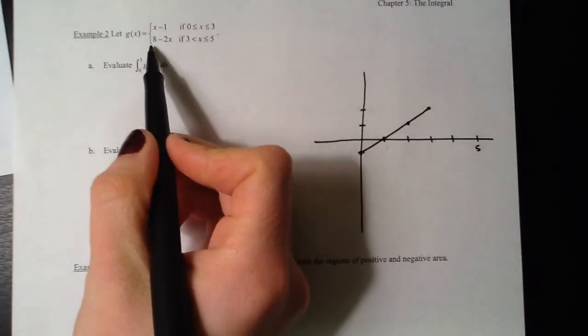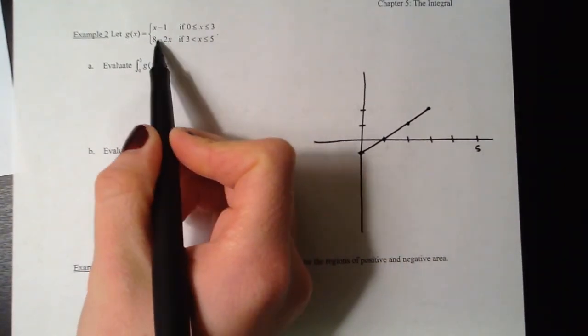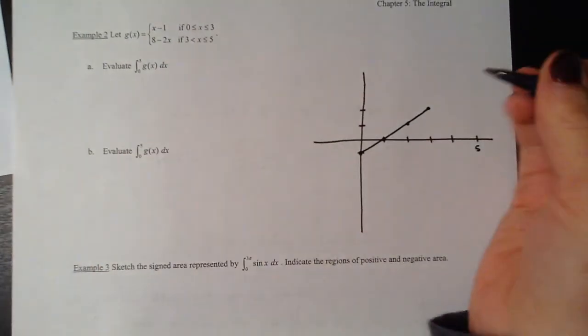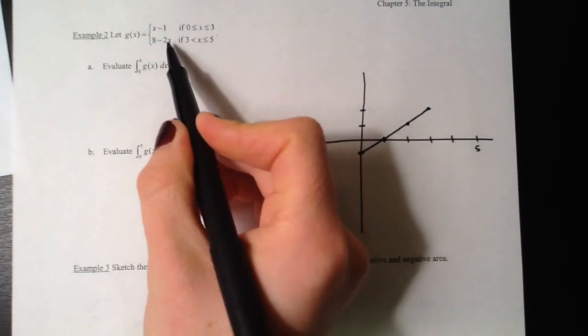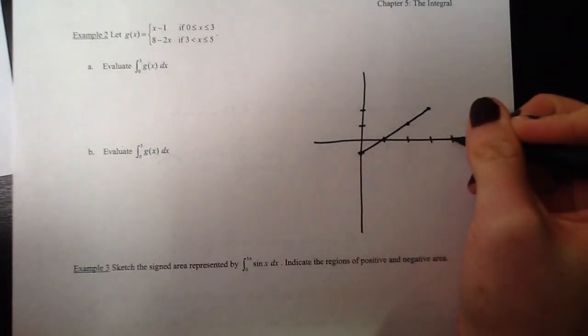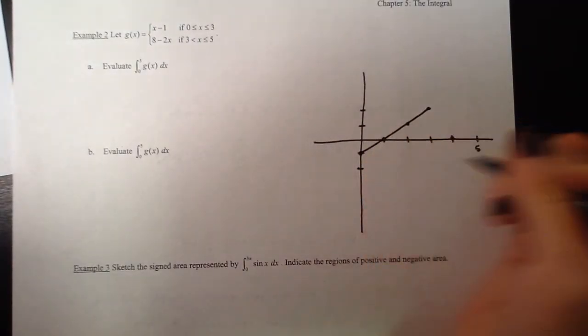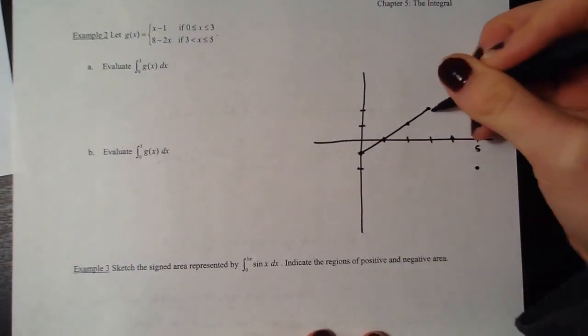And then from 3 to 5, we do 8 minus 2x. So if I plug in 3 into 8 minus 2x, I actually pick up right here. I have a height of 2. And then for 5, I have a slope of negative 2. So I am going to go down 2 over to the right 1. I'm going to go down 2 over to the right 1, and my graph will end right here.